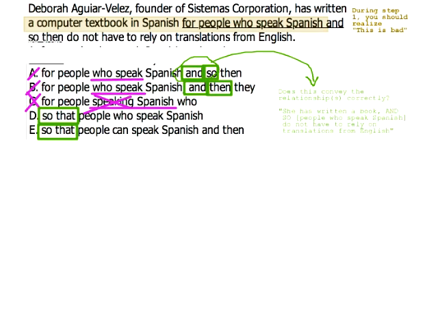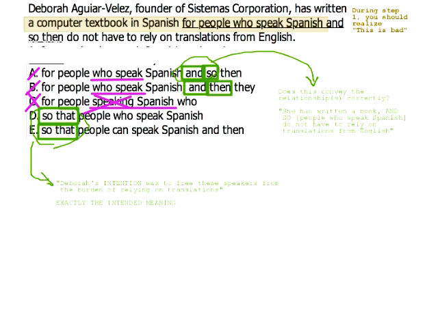On the other hand, if you think about what "so that" does, so that is her intention. So that means she wants this to happen, right? Like her intention, Deborah's intention, was to free these speakers from the burden of relying on translation. And that's exactly what the intended meaning is. So that's also a thing.